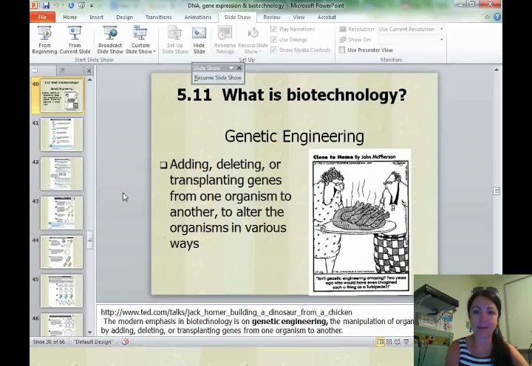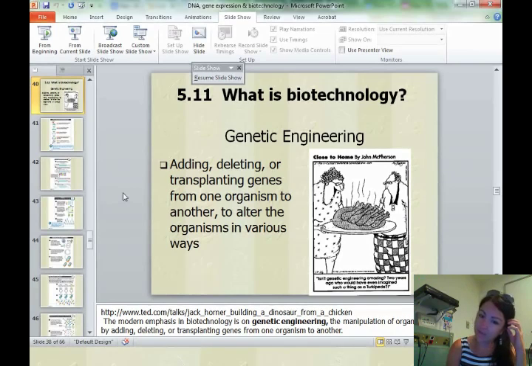Okay, what is biotechnology? So basically, we've talked about all of these different ways that things can get moved around, or that amino acids can be changed, or entire proteins can be changed, and that when it happens naturally in nature, usually either we don't notice or it's a mutation that destroys the individual. But scientists have actually been able to harness this technology in order to engineer the genes themselves so that we can add in, delete, or transplant genes from one organism to another to alter the organisms in various ways.